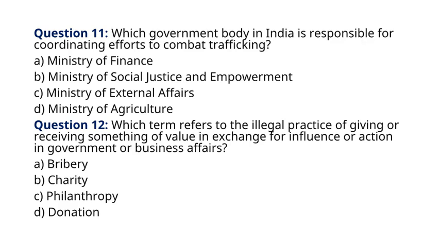Question 12. Which term refers to the illegal practice of giving or receiving something of value in exchange for influence or action in government or business affairs? A. Bribery. B. Charity. C. Philanthropy. D. Donation. The correct answer to question 12 is option A. Bribery. Explanation: bribery involves offering, giving, receiving, or soliciting something of value to influence the actions or decisions of an individual or entity in a position of power or trust.